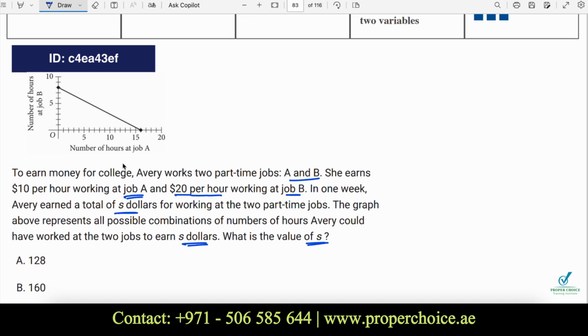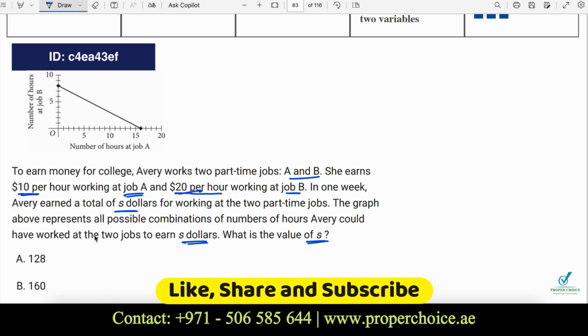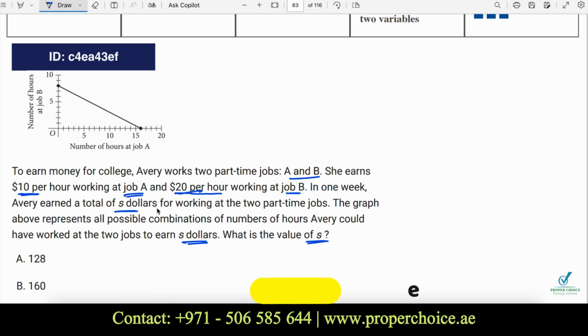As they clearly told, when she is working job A, she is getting $10 per hour, and when she is working for job B, she is getting $20 per hour, and the total amount she is earning for that week is equal to S dollars. So how do you check it? If I write it as 10 times working at job A plus 20 times working at job B, it should be equal to the total amount she is earning per week.